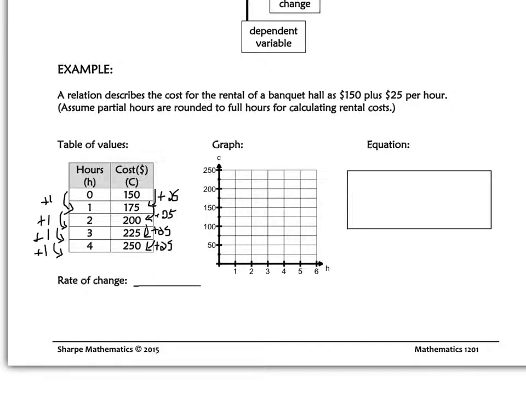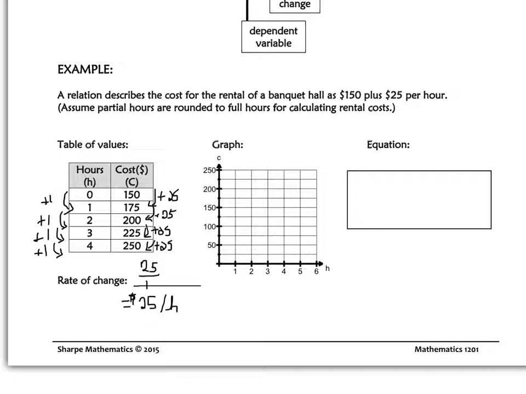Okay, so our rate of change would be the change in the dependent variable, which is 25, over the change in the independent variable, which is 1. So the rate of change would be $25 per hour.